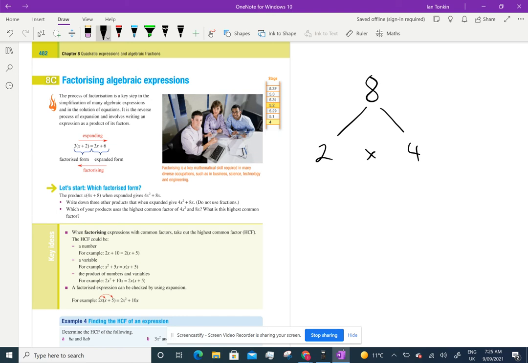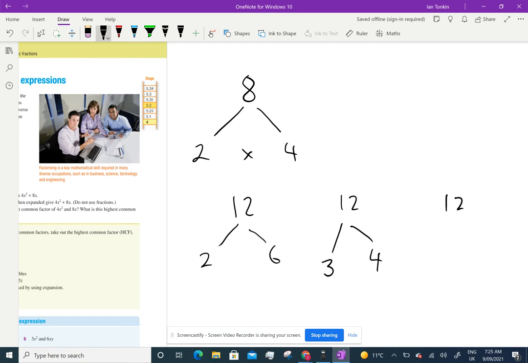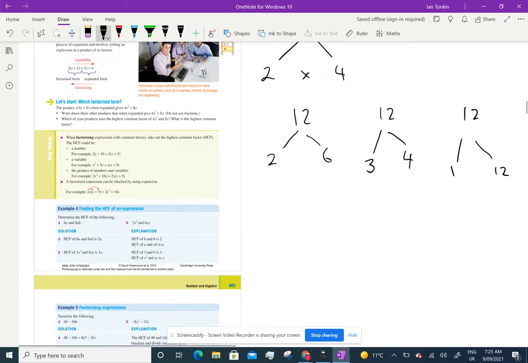So I could take 12. I could write that as 2 times 6. Or I could write 12 as 3 times 4. Or I could write it as 1 times 12, but that doesn't really change anything. So factorising is just writing something in terms of its factors, it's things that multiply into it.